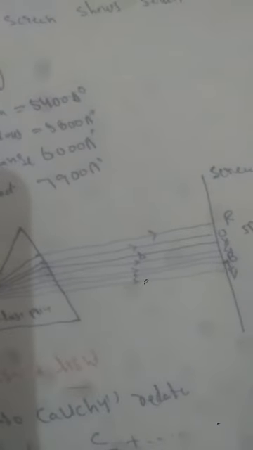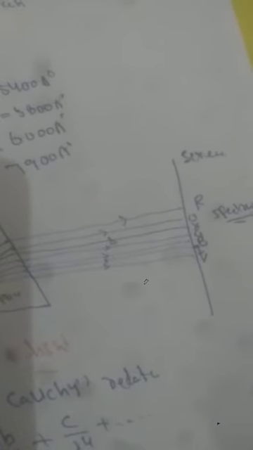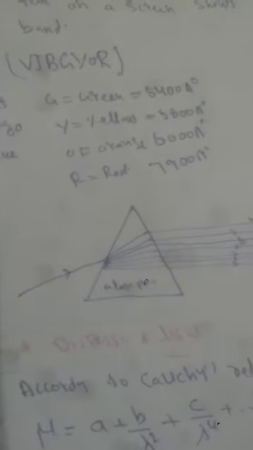Violet has the least wavelength and red has the most wavelength. It depends upon the wavelength. The color with more wavelength suffers the least deviation and violet suffers the most. All the colors suffer deviation between red and violet. I have discussed this in the previous lecture. The two extreme colors are violet and red.